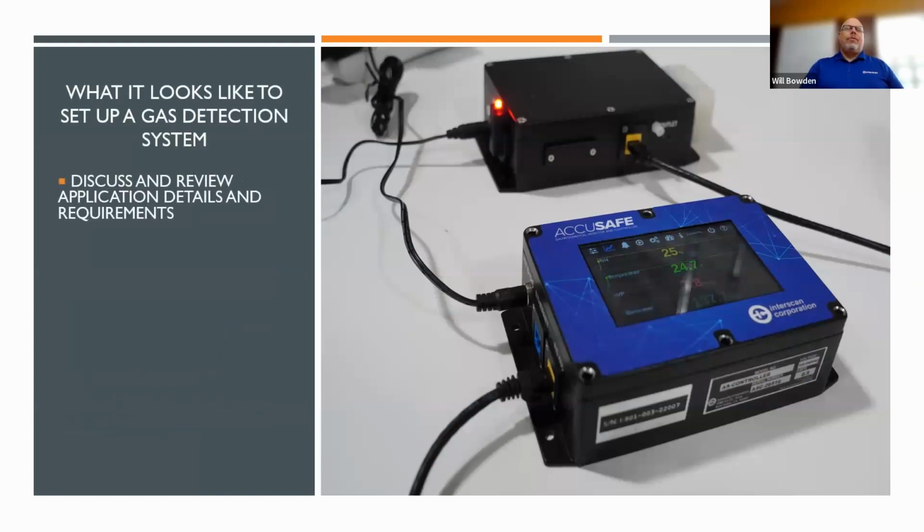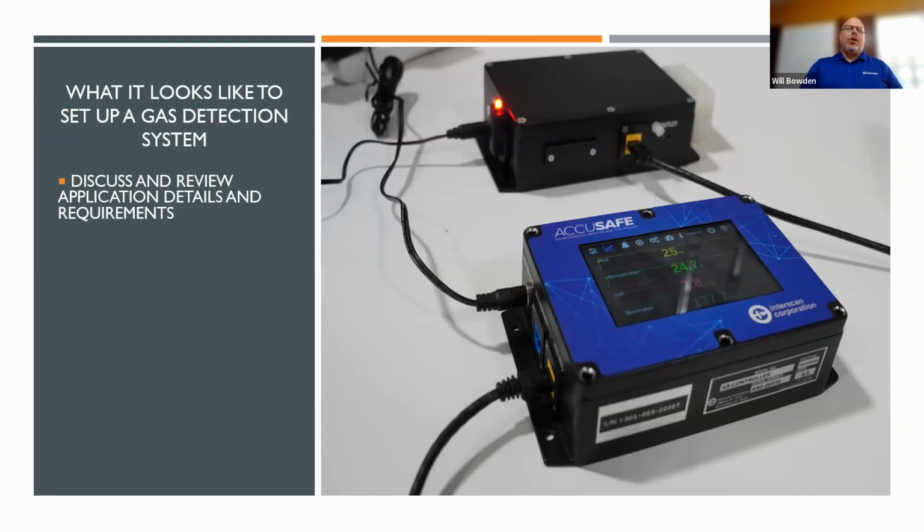So the question we get from many people is, what does it look like to set up a gas detection system? First question that we have is, do we want to go with a portable unit? Do we want to go with a fixed system? What does that look like? So in each situation, we like to discuss and review application details and requirements. For example, any internal set requirements for alarm set points.